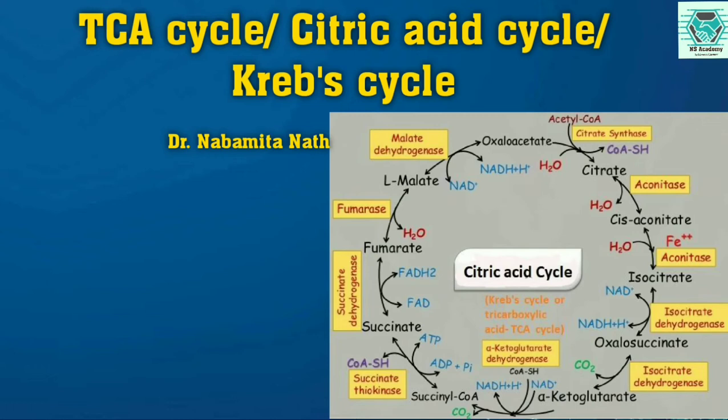Today I will discuss an important metabolic pathway which is called TCA cycle or tricarboxylic acid cycle. The TCA cycle is also known as citric acid cycle, as one of the components or the products of the cycle is citric acid. According to the name of the scientist, it is also known as Krebs cycle.